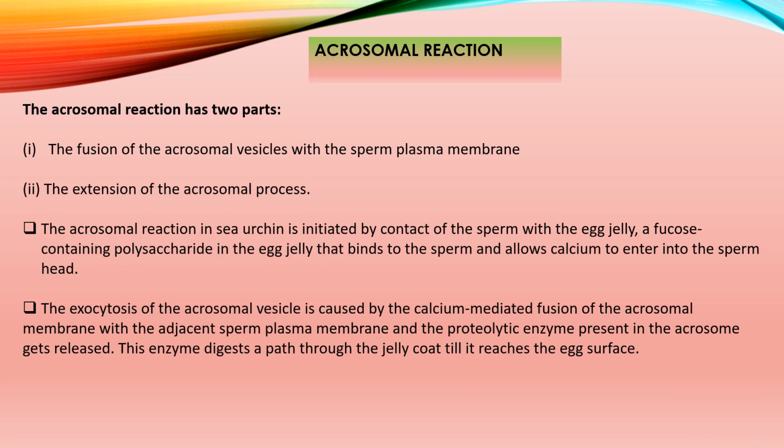Then the next step is the acrosomal reaction. The acrosomal reaction has two parts. The first part is the fusion of acrosomal vesicles with the sperm plasma membrane. The second step is the extension of the acrosomal process. So we will discuss the first step. The first step is the fusion of the acrosomal vesicle with the sperm plasma membrane.